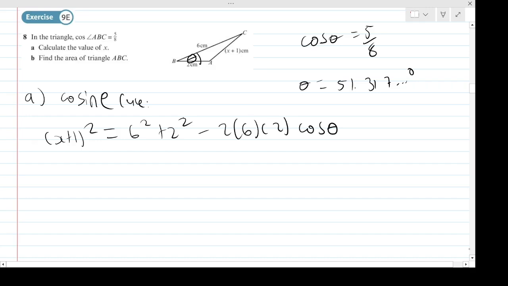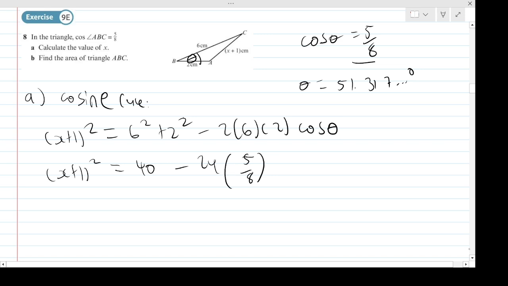Now, this is why they told us the value of the cos of the angle, not what the angle is. Because we don't need to know the angle. We just need to know what cos of the angle is. So we can get the value nicely in this way. So if we simplify this, x plus 1 all squared, well 6 squared and 2 squared is 40. Okay, nicer numbers this time. And minus 2 times 6 times 2 is minus 24 cos theta. Well, cos theta is 5/8, right? So we can substitute that in. There we are.